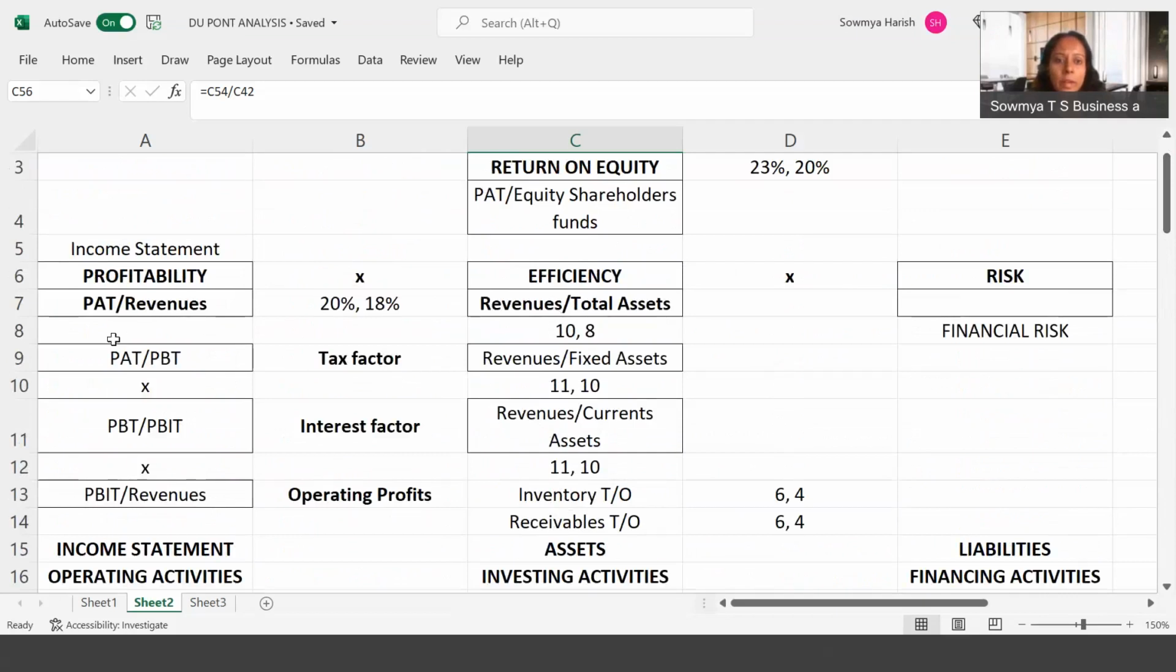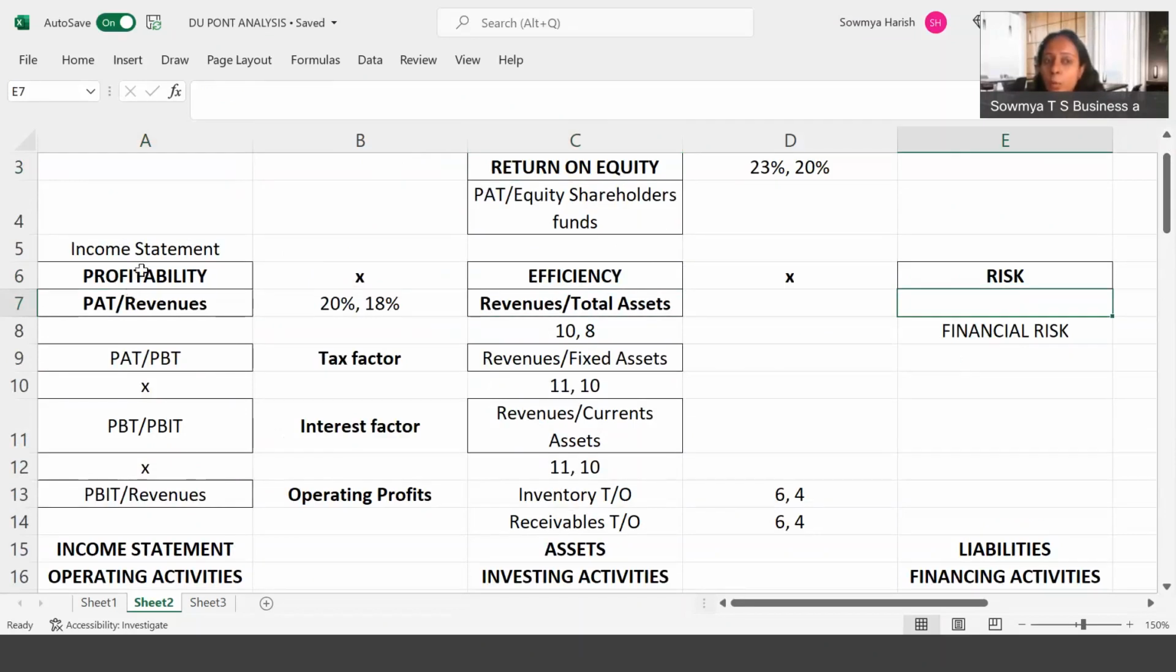So here we have seen how profitability influences ROE, and how efficiency influences ROE. Now, an increase in risk will increase the return on equity, as we have just seen. Here, risk means financial risk. So, when does financial risk arise? When there are borrowings with the firm. So, when the firm has borrowings, there is an increase in risk. When there is an increase in risk, there is an increase in return on equity.